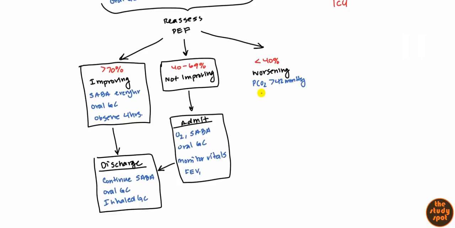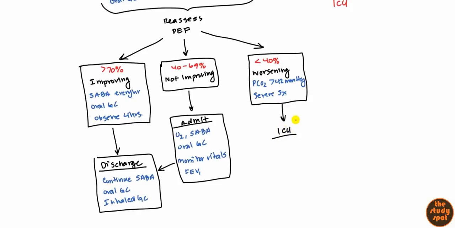Oftentimes these patients tend to have a PCO2 of greater than 42. Generally, patients tend to have low CO2 because they are hyperventilating. So as soon as they start accumulating CO2, that means they've lost respiratory drive and are in a very serious state. These patients also have very severe symptoms. In this case, you want to admit them to ICU.